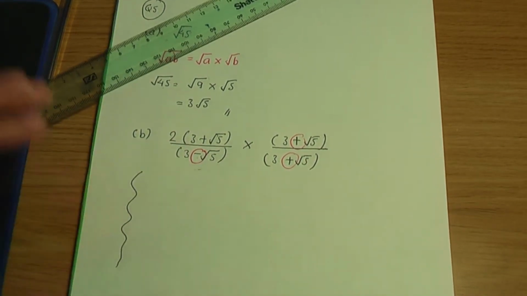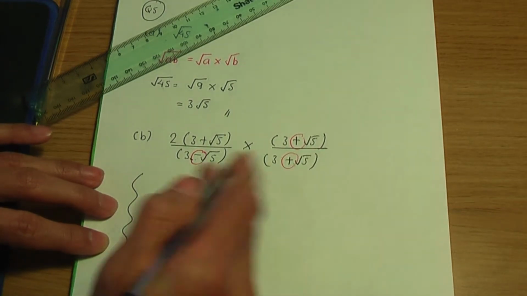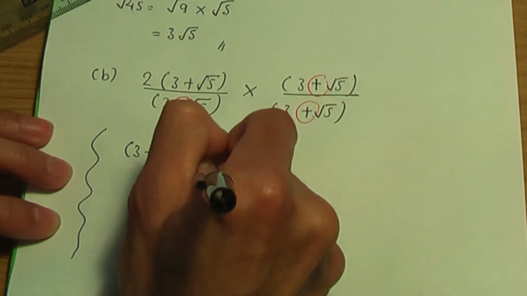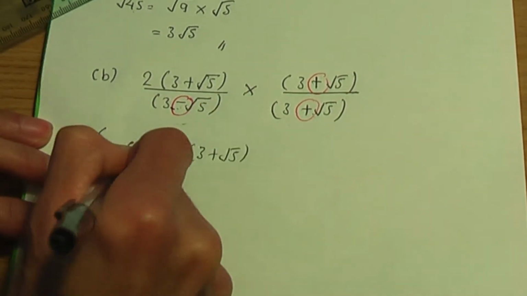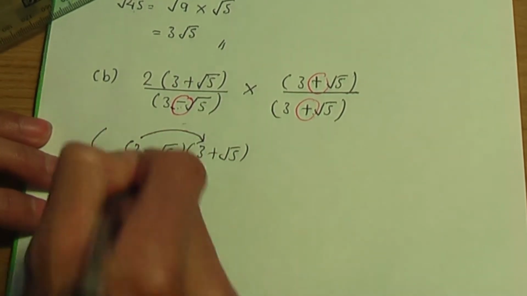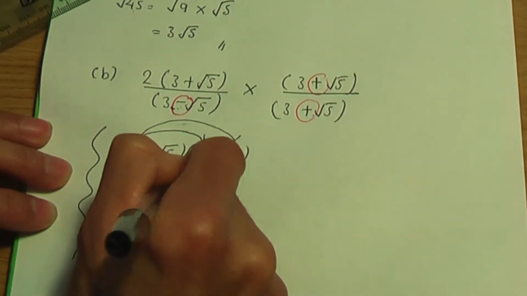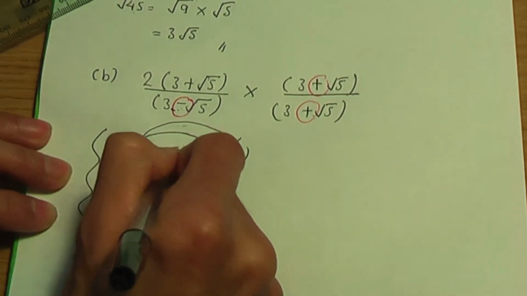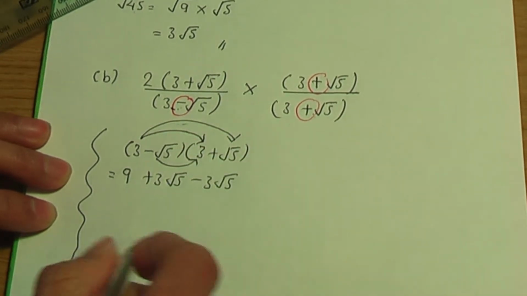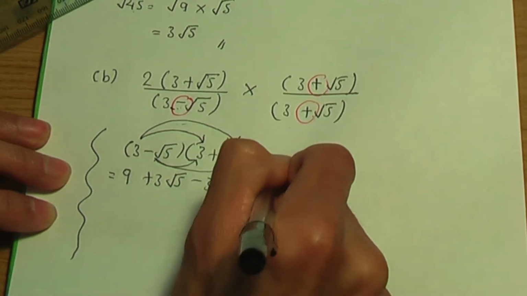Now I'm going to do side calculations to simplify this. So first let's multiply the bottom pair of brackets. So let's multiply 3 minus root 5 by 3 plus root 5. So 3 times the 3 is 9. 3 times plus root 5 is plus 3 root 5. Minus root 5 times 3 is minus 3 root 5. And minus root 5 times plus root 5 is minus 5.